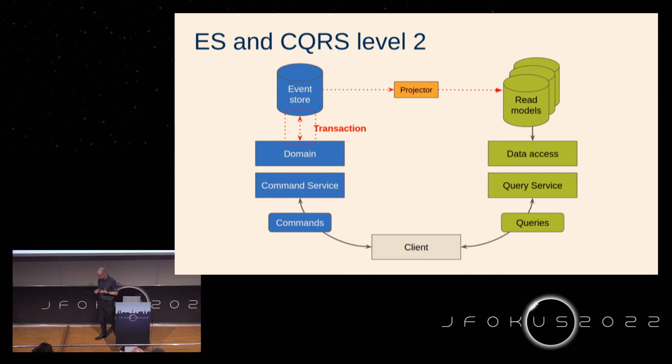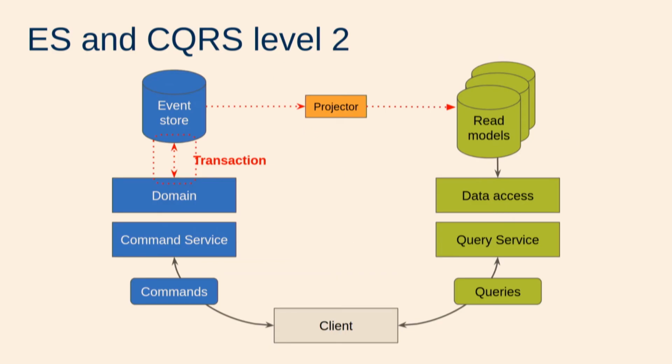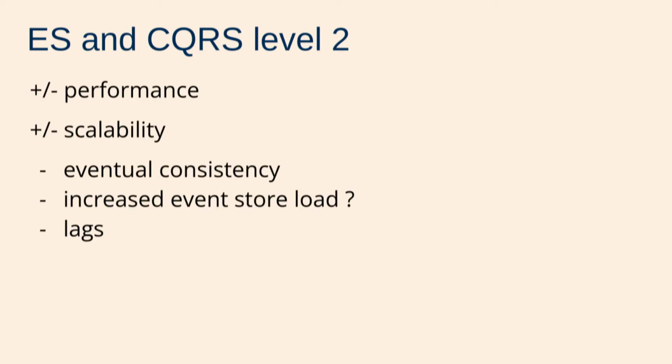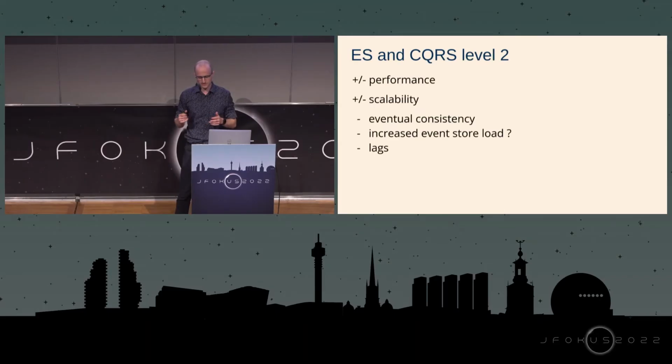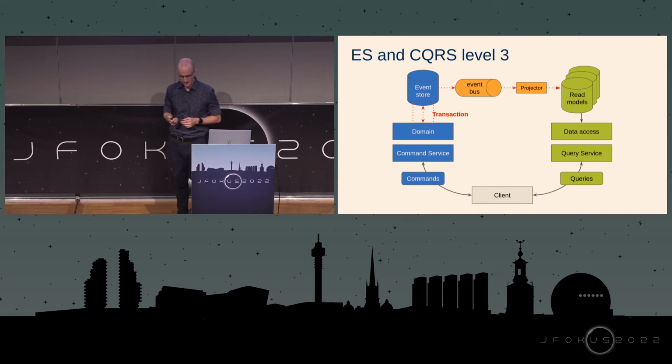The second problem is the lag. How often should I query my database to check for new events? Each 3 seconds, each 1 second. I can imagine many systems when an additional second of eventual consistency is simply not acceptable. So what can we do about this? And before, quick summary, performance and scalability improved, eventual consistency, increased event store load with a question mark and lags.